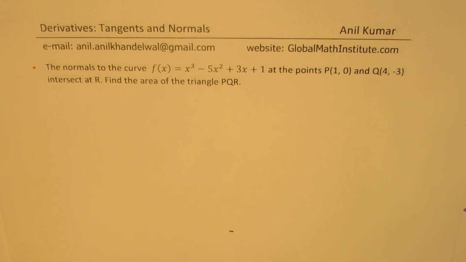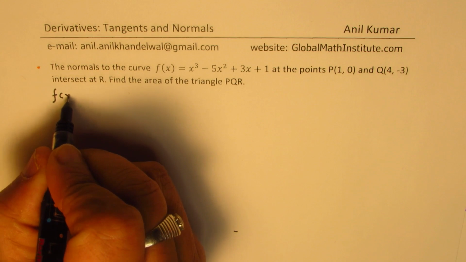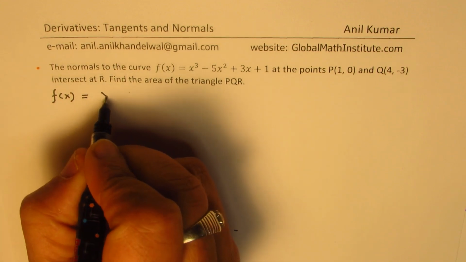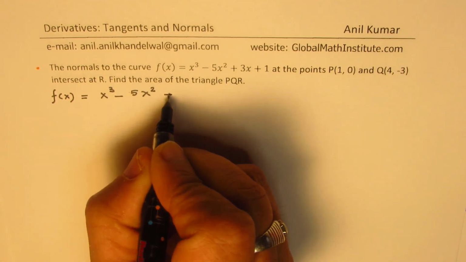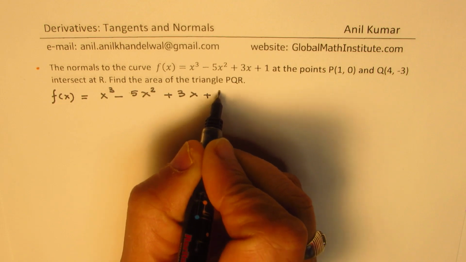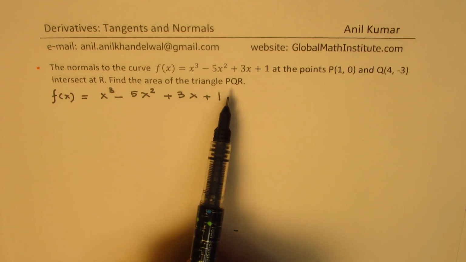Let's look into this question: the normals to the curve f of x equals x cubed minus 5x squared plus 3x plus 1 at the points P (1, 0) and Q (4, -3) intersect at R. Find the area of triangle PQR. So what we are given here is the function f of x equals x cubed minus 5x squared plus 3x plus 1. We need to find the equation of normals first and then the point of intersection.